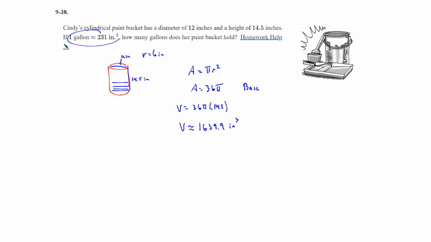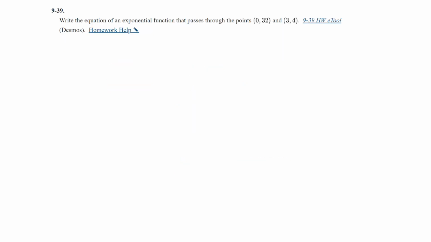If 1 gallon is approximately 231, then we should be able to take the volume of this paint bucket and divide by 231 approximately to figure out how many gallons it holds. And so that is approximately, really, about 7 gallons of paint for Cindy's paint bucket.